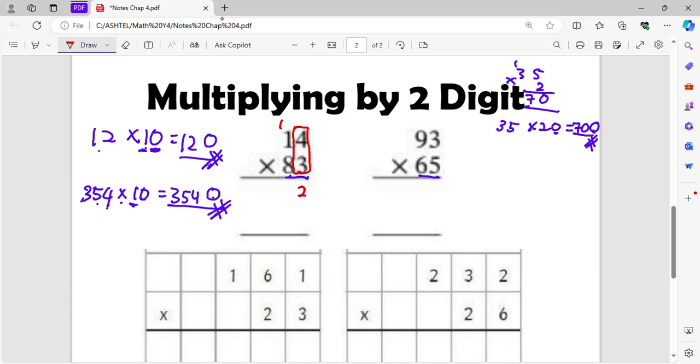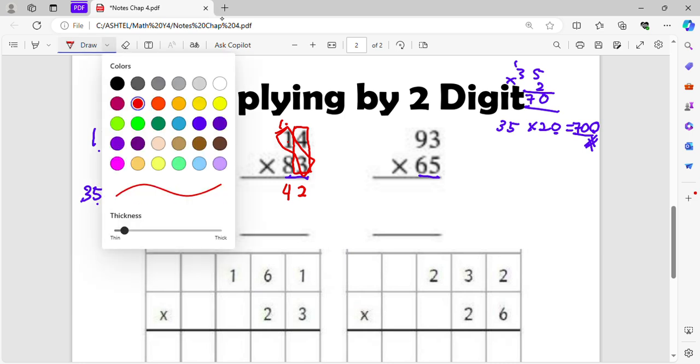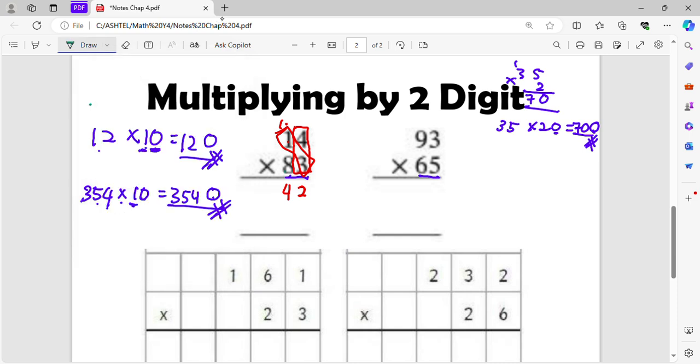After that, you multiply the 1 with the 3 here. So 1 multiplied by 3, you will get 3. 3 plus the 1 from here, you will get 4. So just write 4 down there. After that, since you're only multiplying with 3 only, you need to multiply with the 8, with the number 8 here. So how do you multiply it?